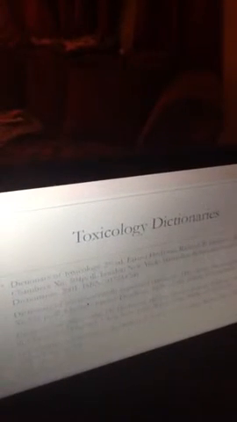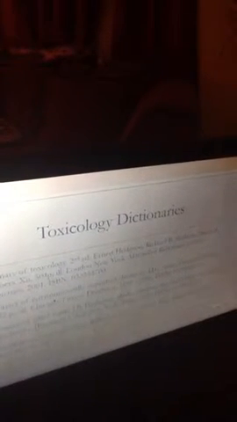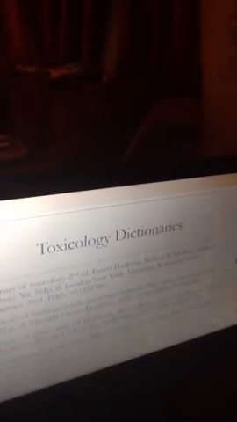And another example is Lewis's Dictionary of Toxicology. And this is alphabetical arrangement, and it contains common terms and definitions used in toxicology, environmental sciences, and many related fields. And you also have cross-references for synonyms and related entries. And this is basically used by researchers and students. So these are some examples of your toxicology dictionaries.